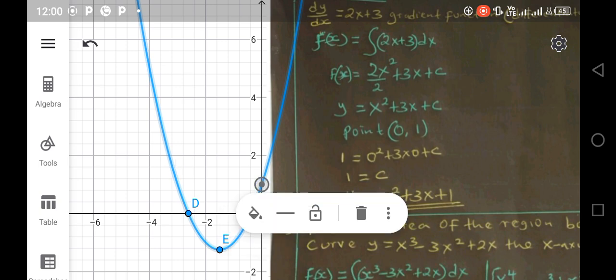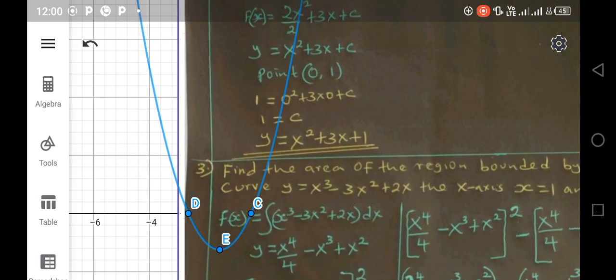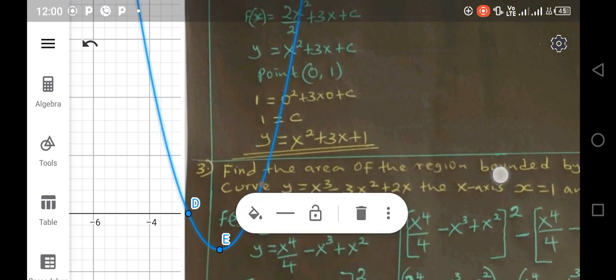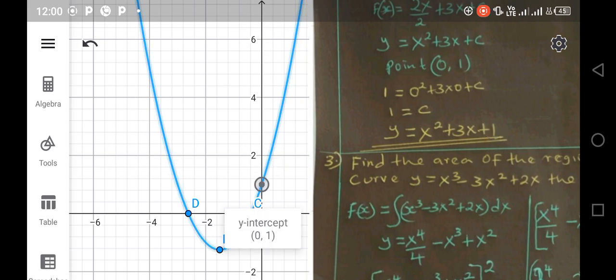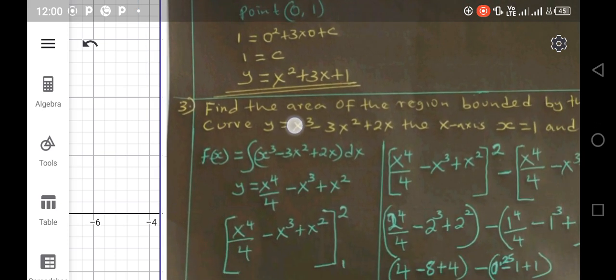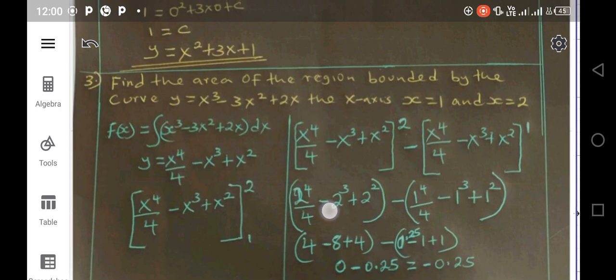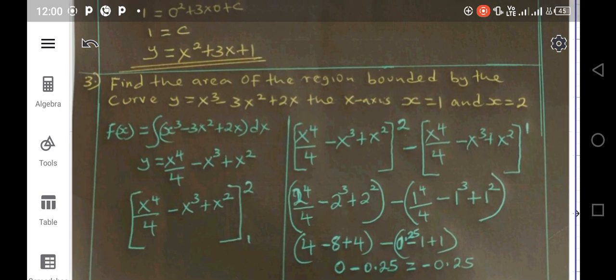Yeah. We can come to another equation, so you can also have another equation, which is question 3. Find the area of the region bounded by the curve y is equal to x cubed minus 3x squared plus 2x, the x-axis, x is equal to 1 and x is equal to 2. Now the question needs us to draw that. We can also draw that curve to see it, and then the region in which that curve is going to lie.